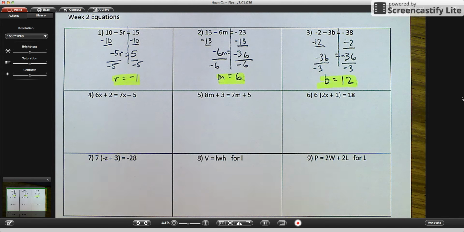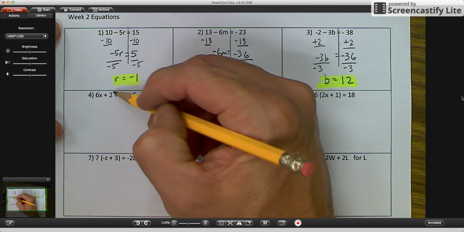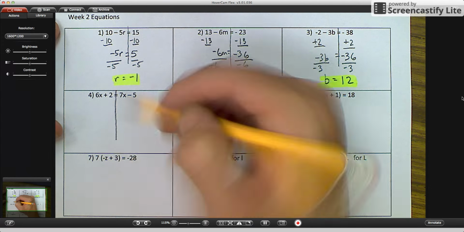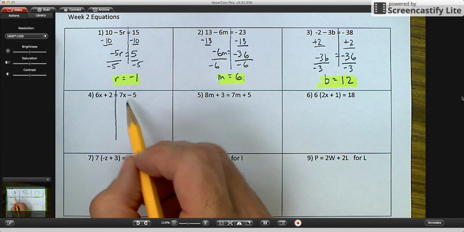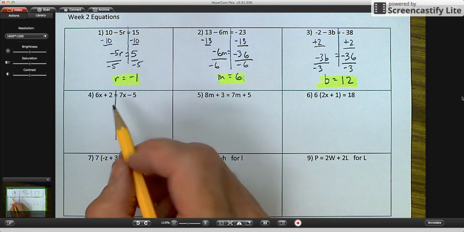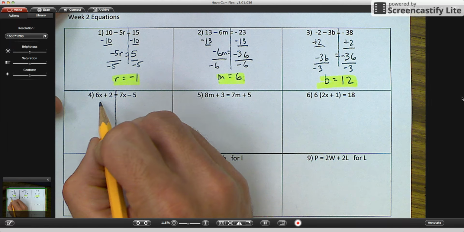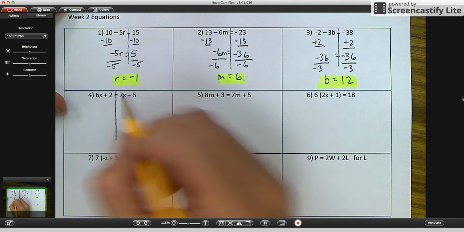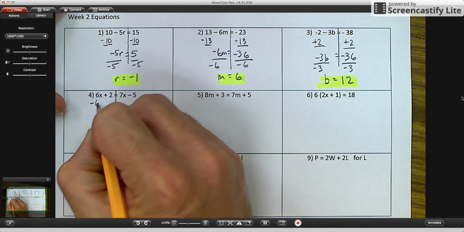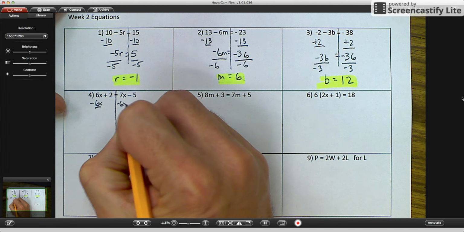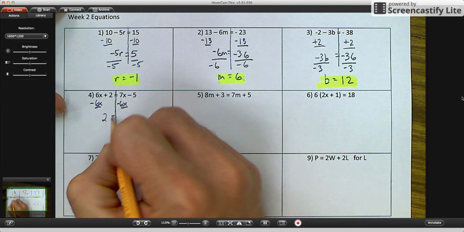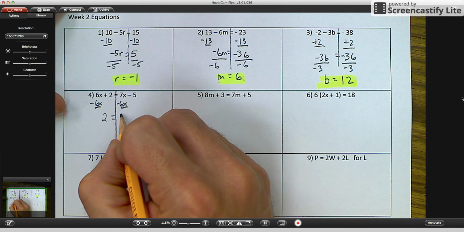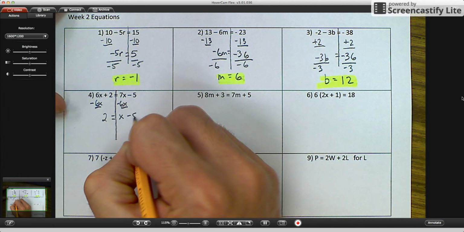Okay. The next 3 that I'm looking at, well, at least the next one, is a little bit different. I see that I have 2 terms on the left, 2 terms on the right. Neither of them are like terms. So let's move our variables first. I have a 6x here and a 7x there. I always want to move the smallest one. So subtract 6x, subtract 6x. You get a 2 is equal to 7x minus 6x is x minus 5.